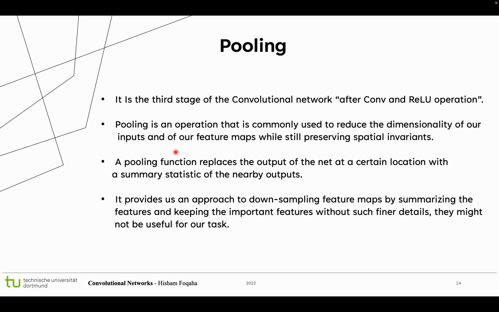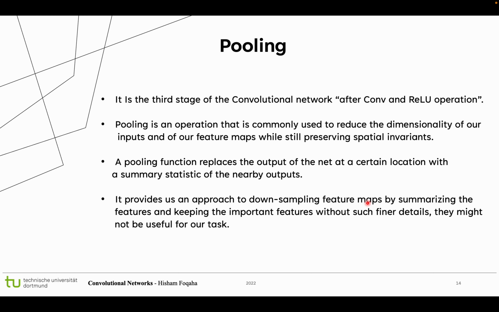Okay, then we will start with the pooling layer. The pooling layer is the third stage of the convolutional neural network. We can say it's after the convolution and the ReLU operation, or the nonlinear function. Pooling is an operation that's commonly used for dimensionality reduction. We use it to reduce the dimensions of our input, like the width and the height of our feature maps, while still preserving spatial invariance.